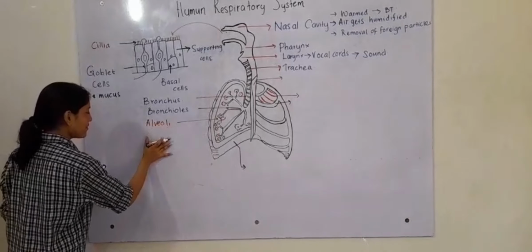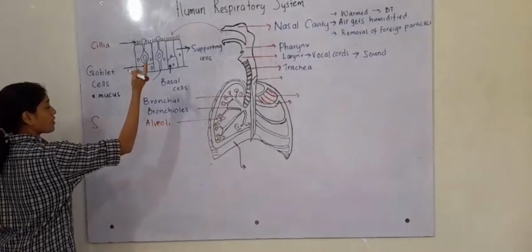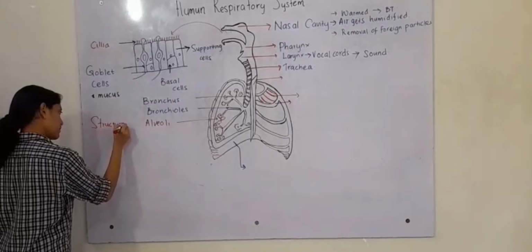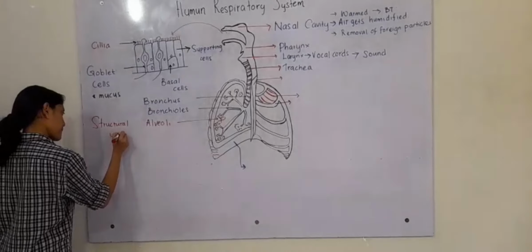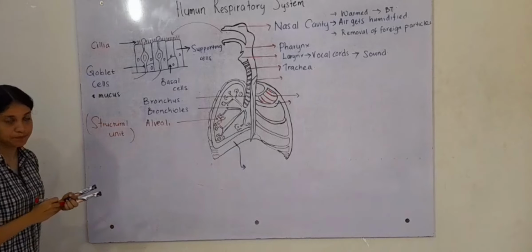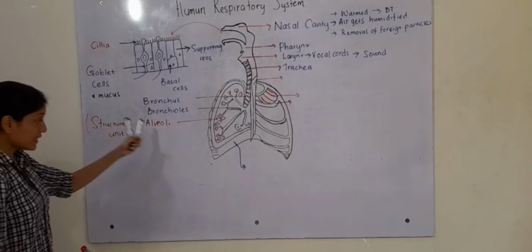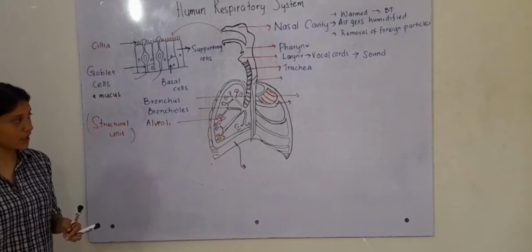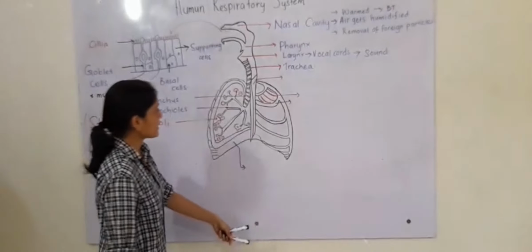So this alveoli is the structural unit of your respiratory system. In this alveoli, people, gas exchange with the blood capillaries occurs. Understood? So hope you understand that.